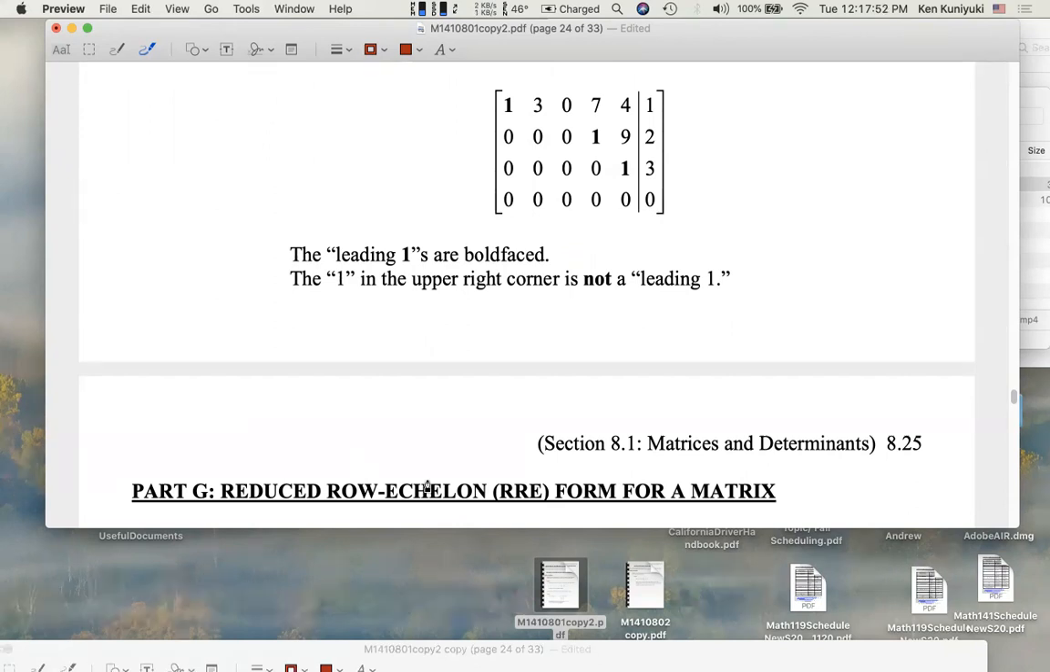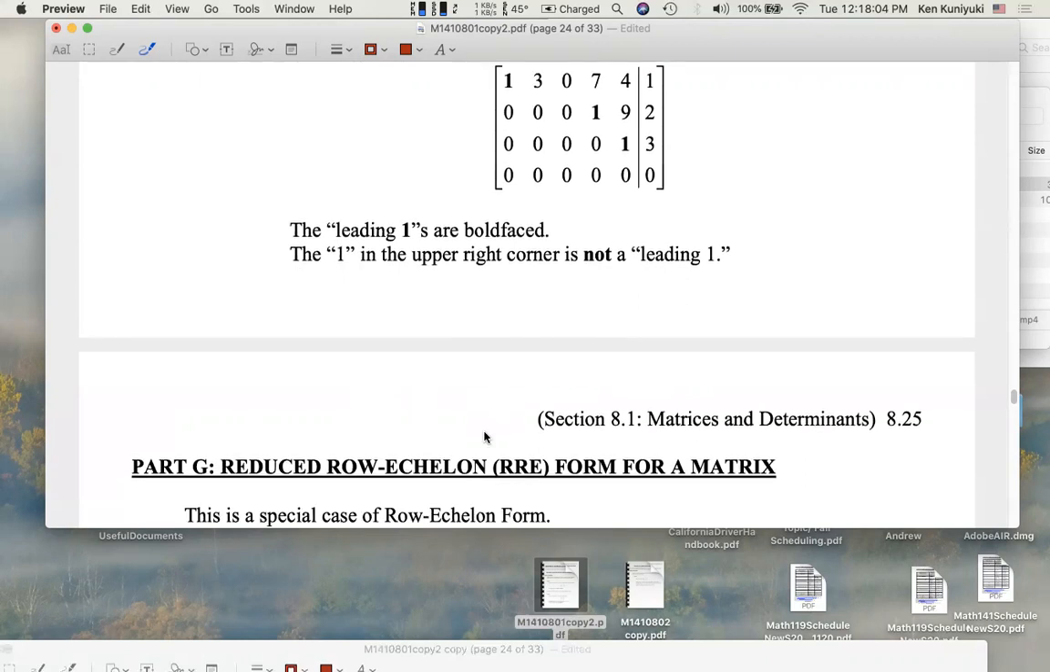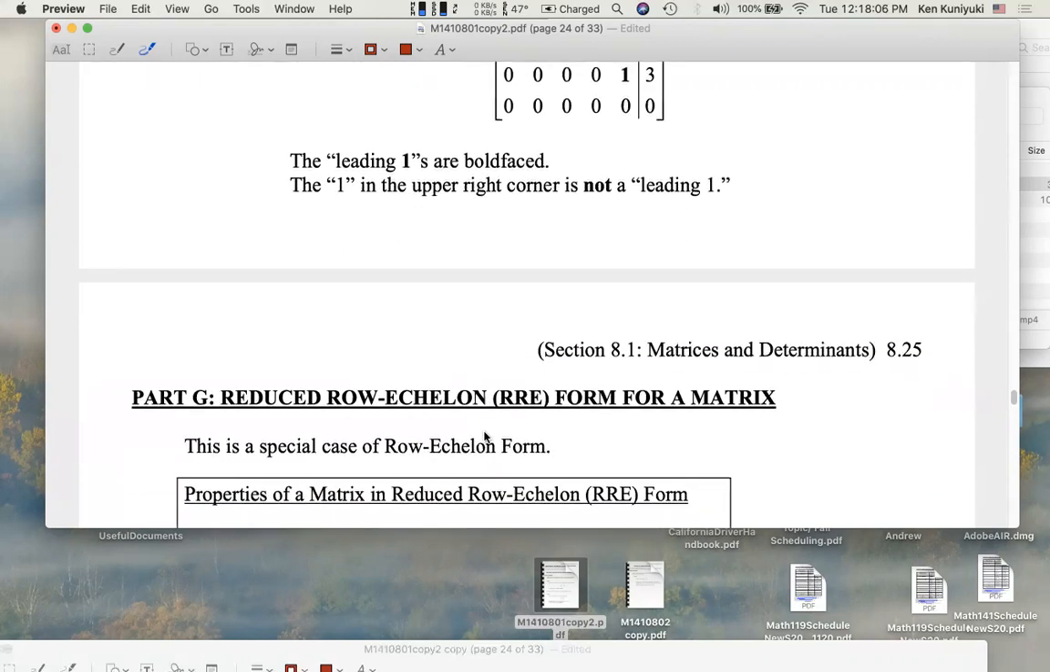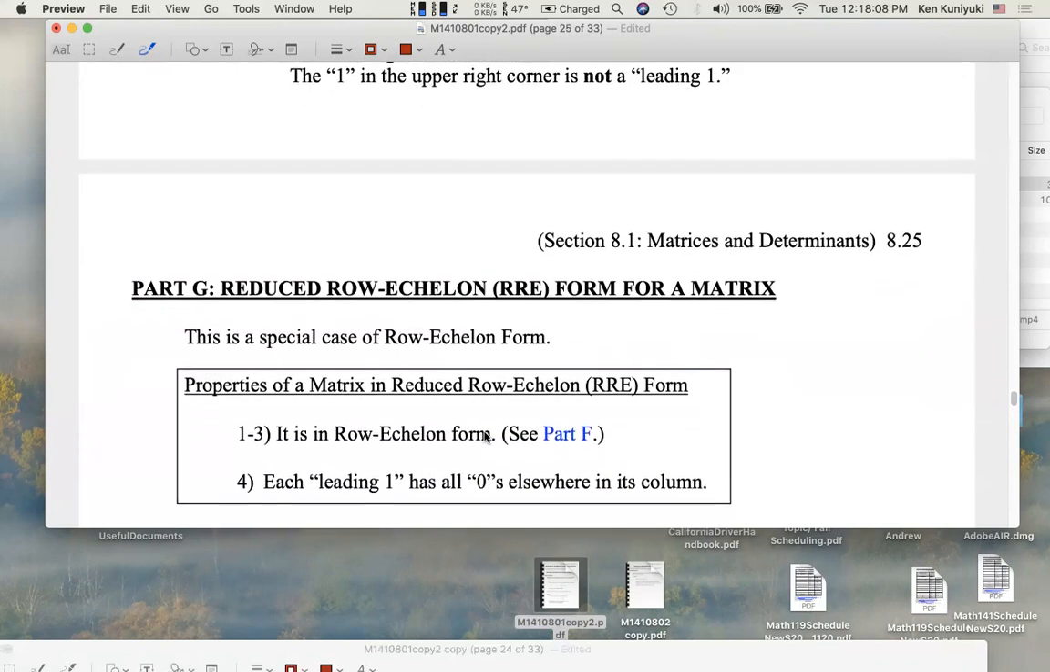In MATLAB, you have RRE, or programs might have RREF. So MATLAB is called Matrix Laboratory. It's a common program, and it has either RRE or RREF. Now, what are the properties of a matrix in reduced row echelon form? Well, it's got to be a row echelon form matrix.